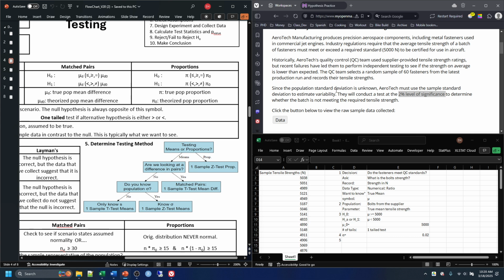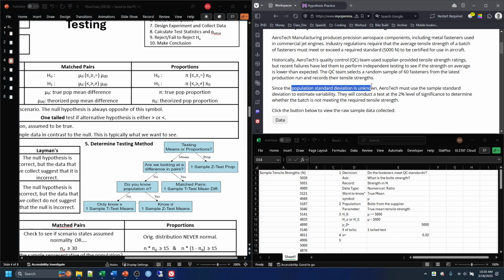And up here it specifically says that since the population standard deviation is unknown, we must use the sample standard deviation. Sometimes they'll say this, sometimes they won't say anything, and they'll either give you the sample standard deviation, like they'll say we took a sample of 60 and we found the mean and the standard deviation, or they just give you the data and we can find the sample standard deviation and the sample mean. So what we are going to be doing in step 5 is a one sample t-test of means.